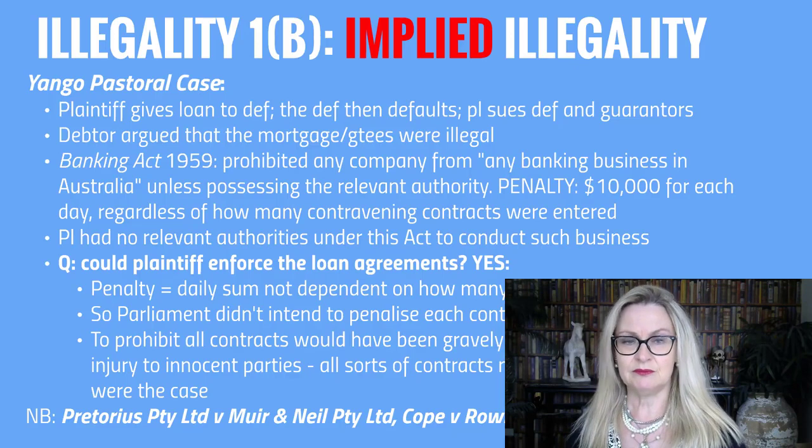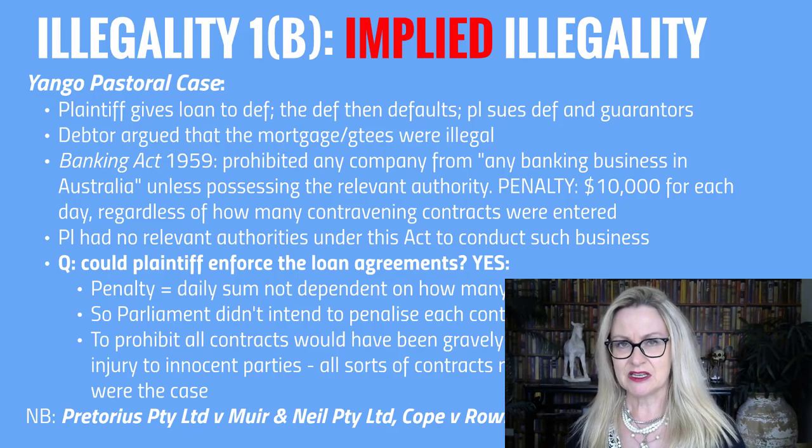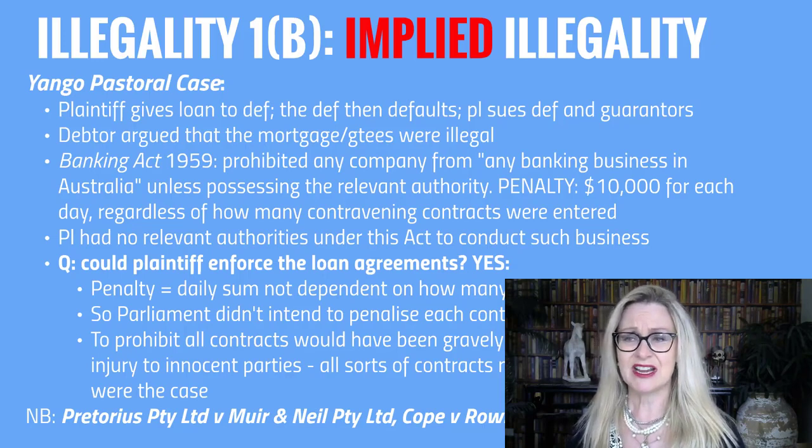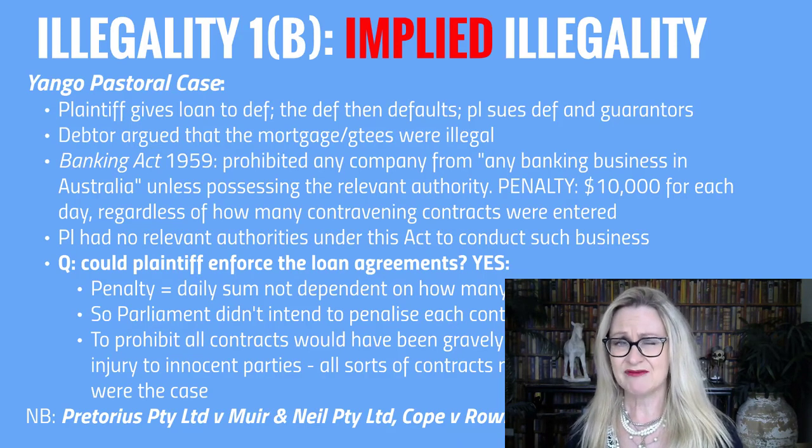In that case, the Banking Act was the focus of the decision, and that prohibited any banking business in Australia unless the person or company had the relevant authorities set down by the legislation. The penalty was pretty steep. As you can see there, $10,000 per day. So the question was, could the plaintiff enforce the agreements despite the fact that they didn't actually have the authorities as the legislation required?